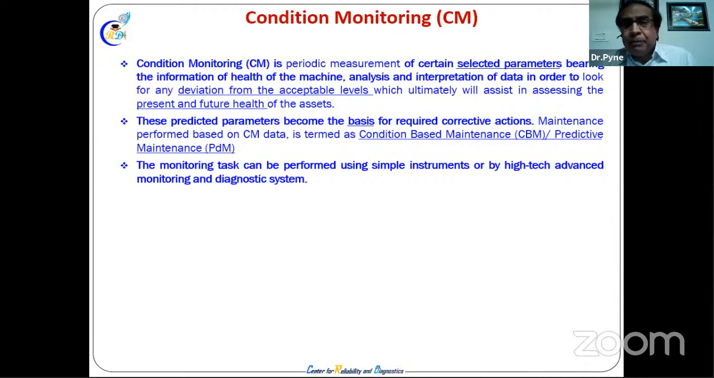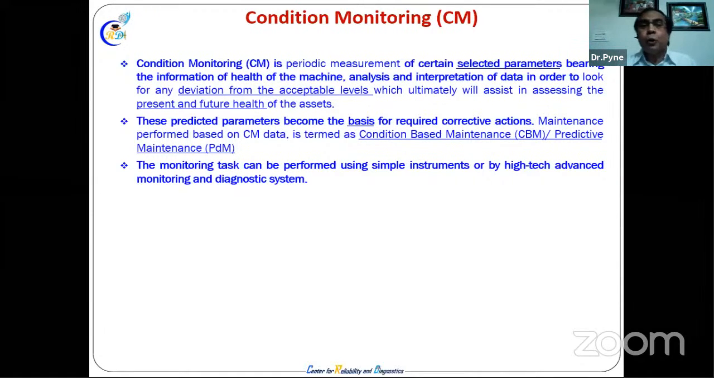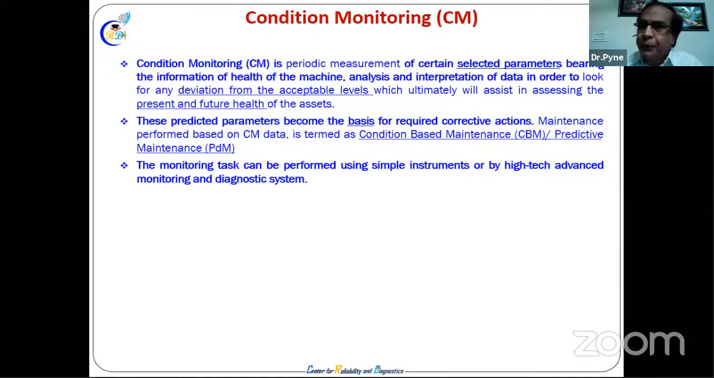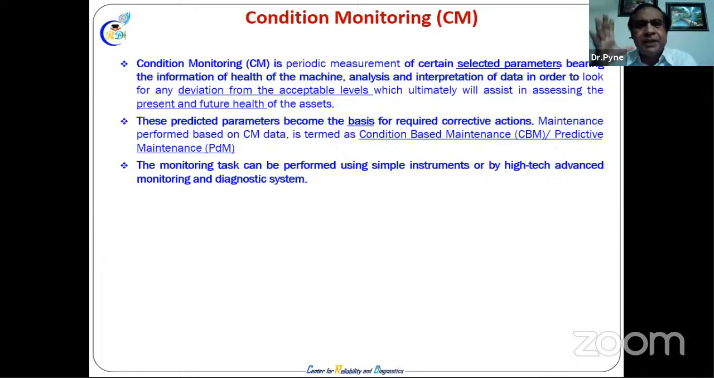Why do you measure? Because we want to know the deviation from the acceptable levels. Once you measure, only then can you see the deviation. Why do you want to do that? Because we want to know the present and future health of that particular asset, that particular equipment: what is the present health and what is going to happen in future. That's what condition monitoring is all about.